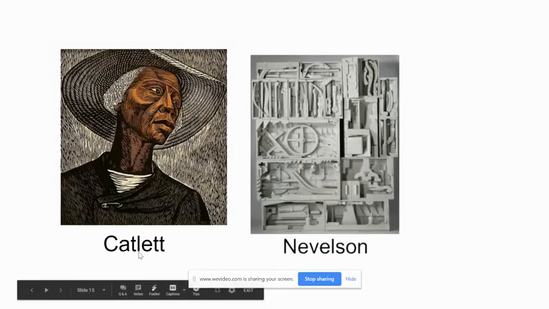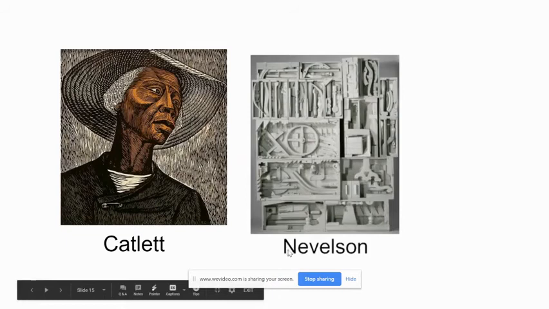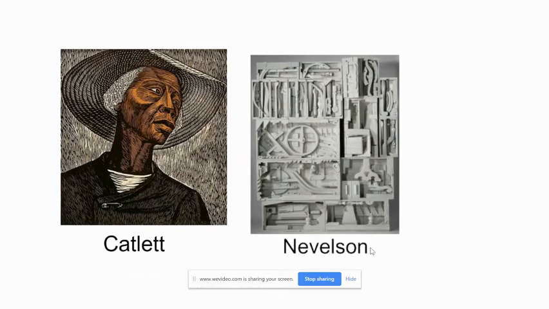This is Elizabeth Catlett. She's a printmaker and a sculptor. She was the first African American to graduate from the University of Iowa with an MFA, which is the highest degree you can get in an art form. And they just named a new dorm after her a couple of years ago, Catlett Hall.